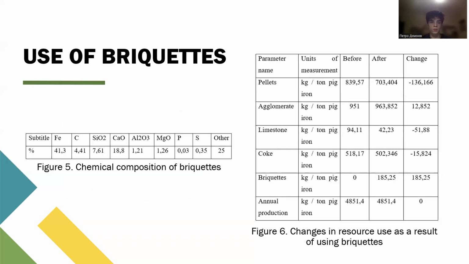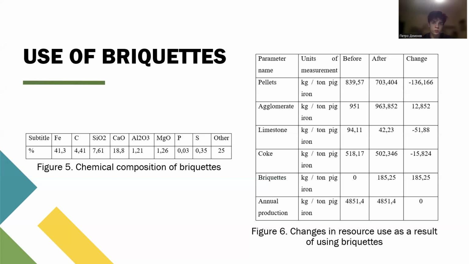Reuse of byproducts in blast furnace production allows reducing the consumption of coke, iron ore, and fluxes, reducing the cost of iron production. One of the effective solutions is the use of iron and coke briquettes, which also helps to solve the problem of waste disposal. Studies show that the use of 180 kilograms of briquettes per 1 ton of iron reduces coke consumption by 15 kilograms per ton and reduces the need for pellets by 135 kilograms per ton of pig iron without affecting the production volume.